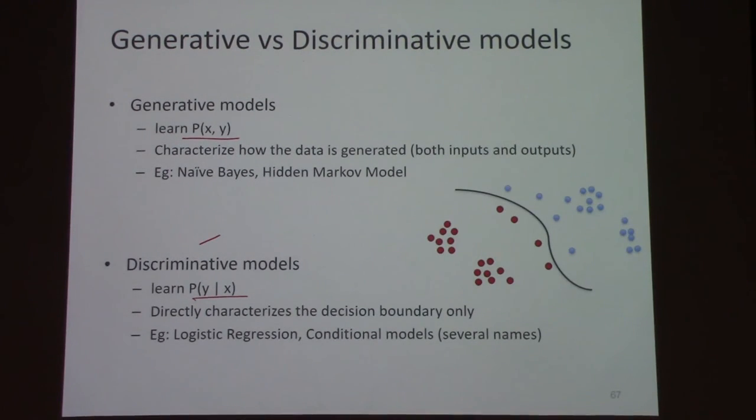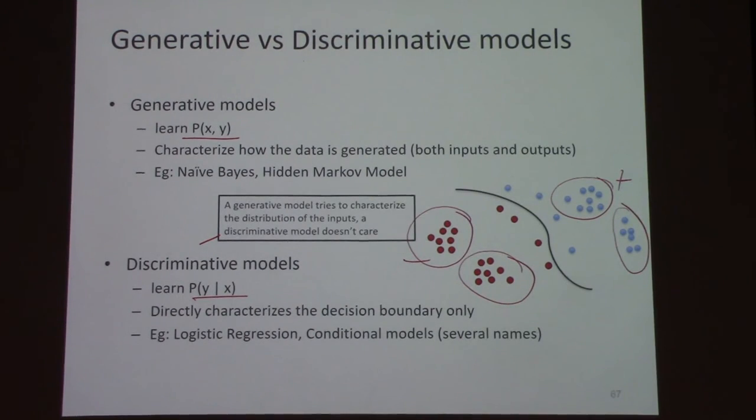If you, for example, have a bunch of examples of this kind, red is all of these are negative, let's say all of these are positive. A generative model will not only try to characterize all the clusters that you see. A generative model will expend capacity to learn that there's a cluster here, there's a cluster here, there's something like this, and there's a decision boundary. A discriminative model doesn't care. It does not care that the inputs are clustered in these funny ways. It directly tries to learn the decision boundary.